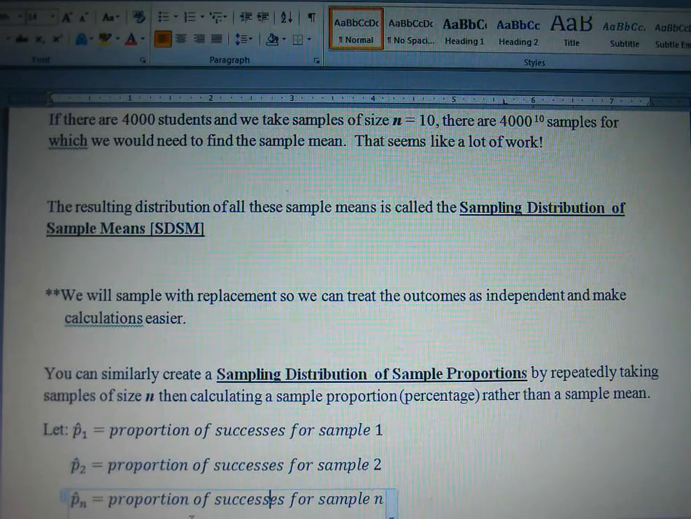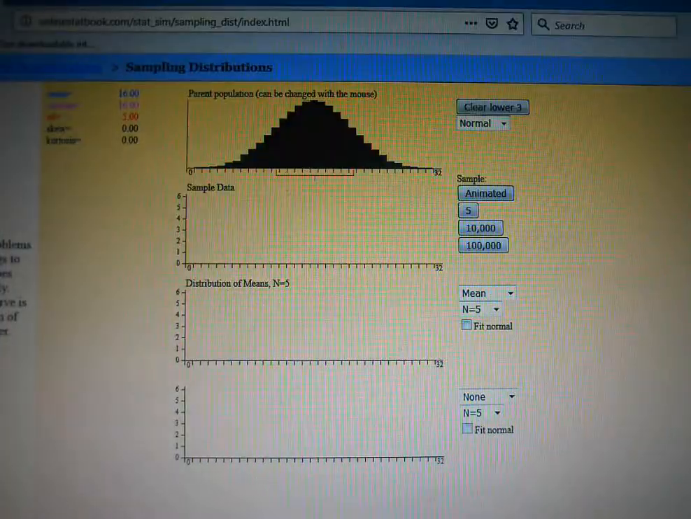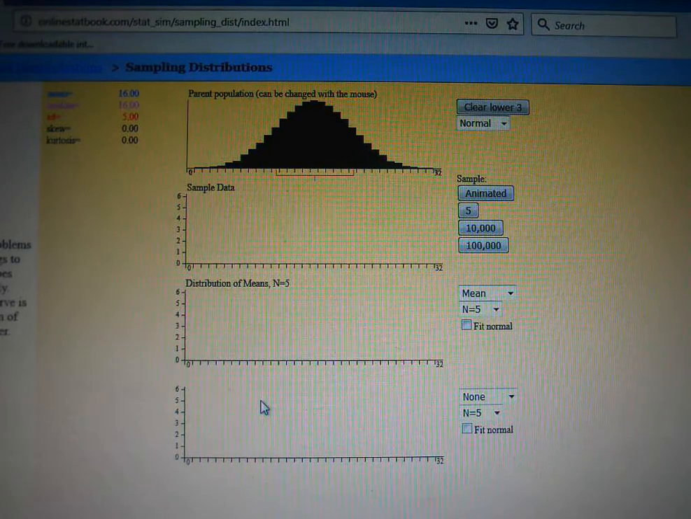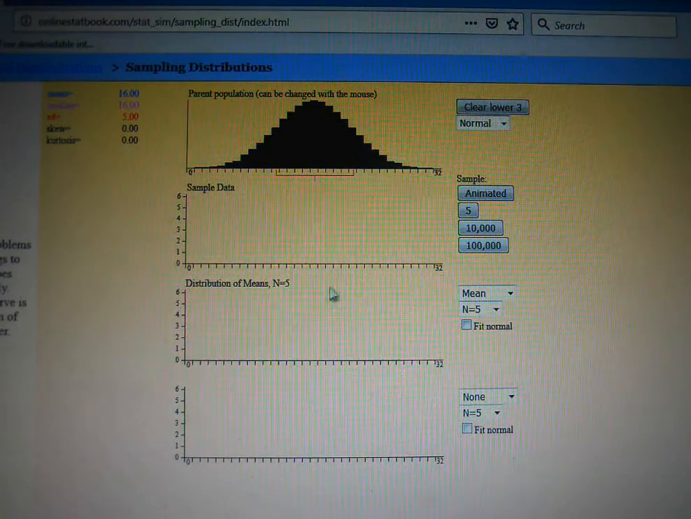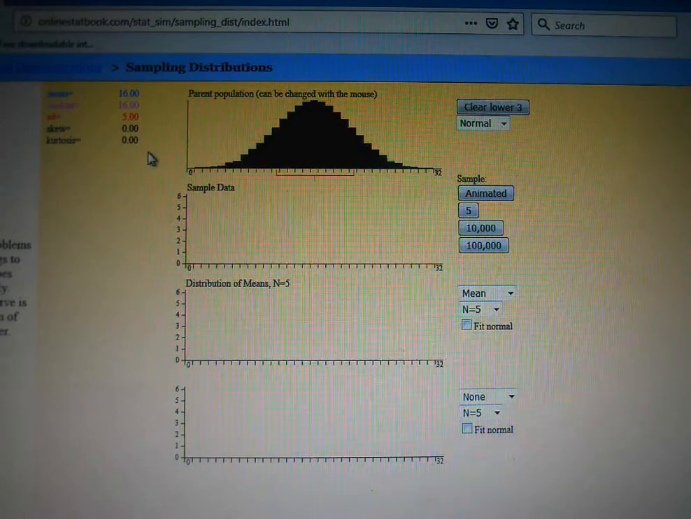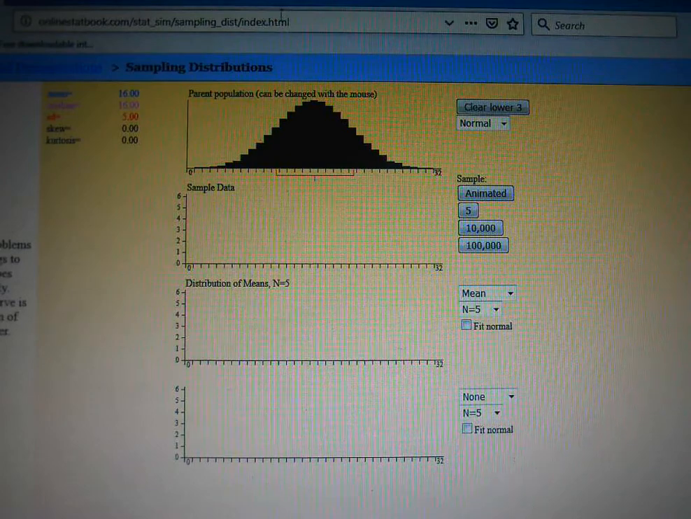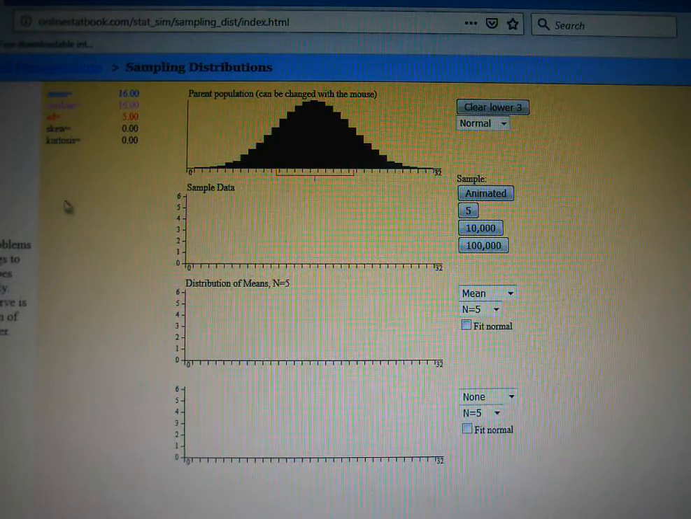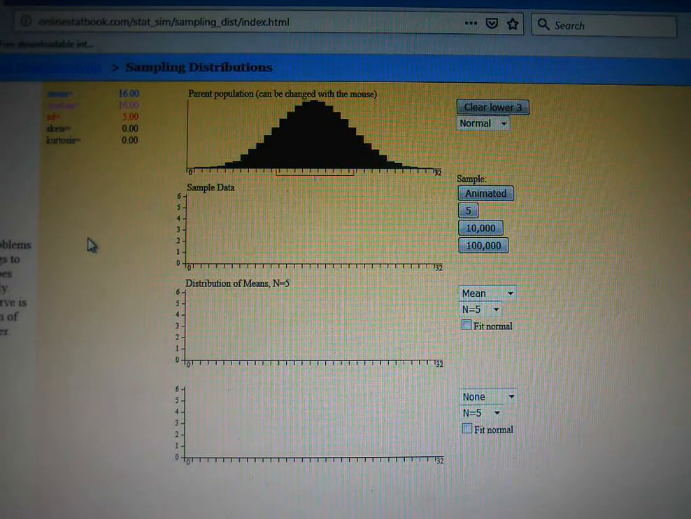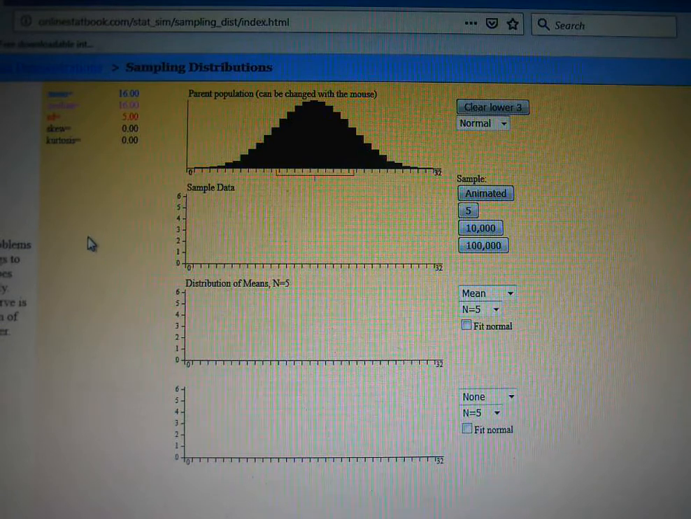Okay, so to give you an idea of what a sampling distribution of sample means is, there's an applet that I use, and you can see the URL up here at the top. If you do a Google search for central limit theorem applet, you should be able to find something similar to this applet, if not this applet itself.